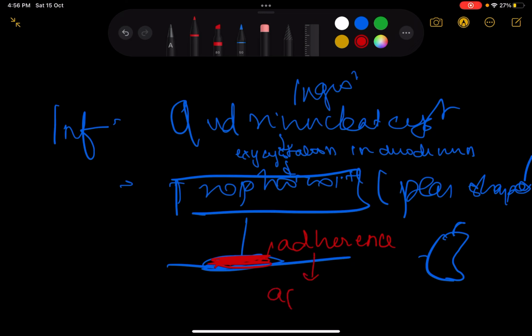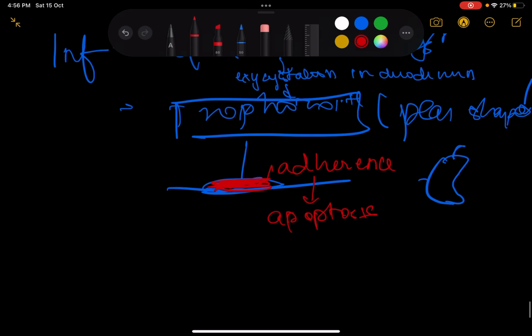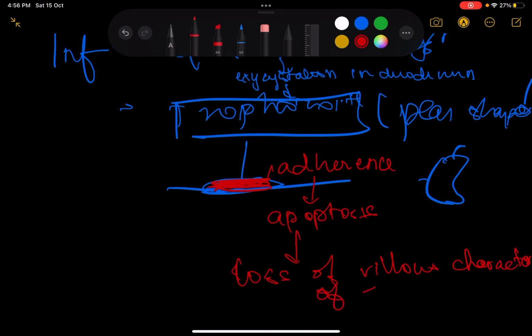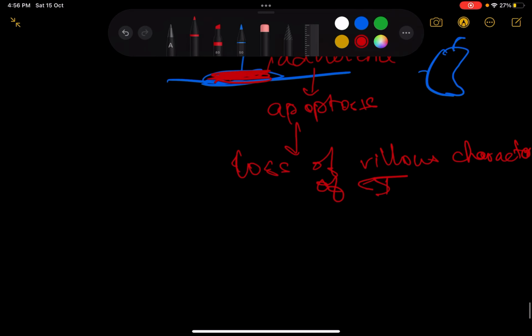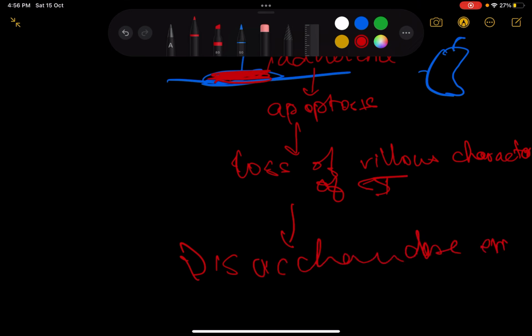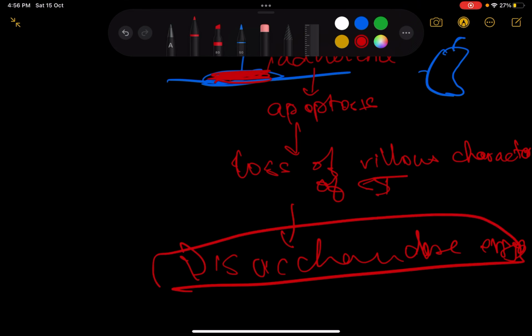And because it's in the small intestine, obviously villi are going to be present. So there's going to be loss of the villus character of the small intestine. So the villi are lost. And because the villi are lost, enzymes like disaccharidase are also lost. You know what disaccharidase is? Disaccharidase is an enzyme that converts larger sugar molecules, like sucrose, into glucose and fructose, just into smaller molecules. So the disaccharidase enzyme is lost.